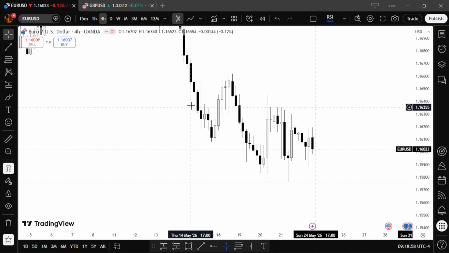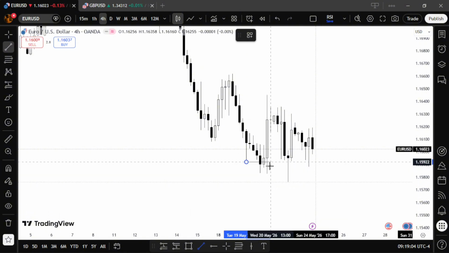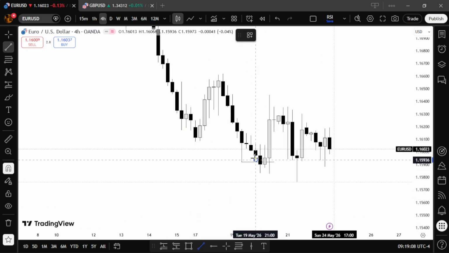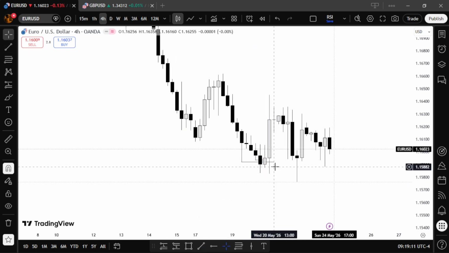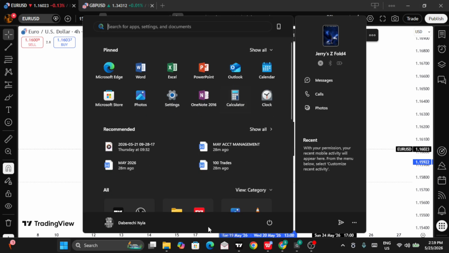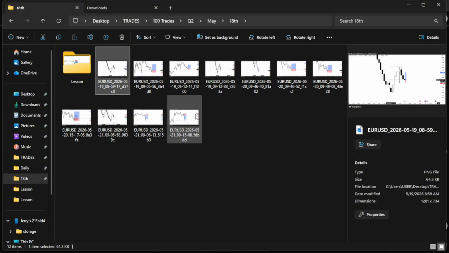Then on Wednesday, I think I had a buy here as well. This was the previous day low. This was my key level. Let me go to my journal so we can see it clearly.